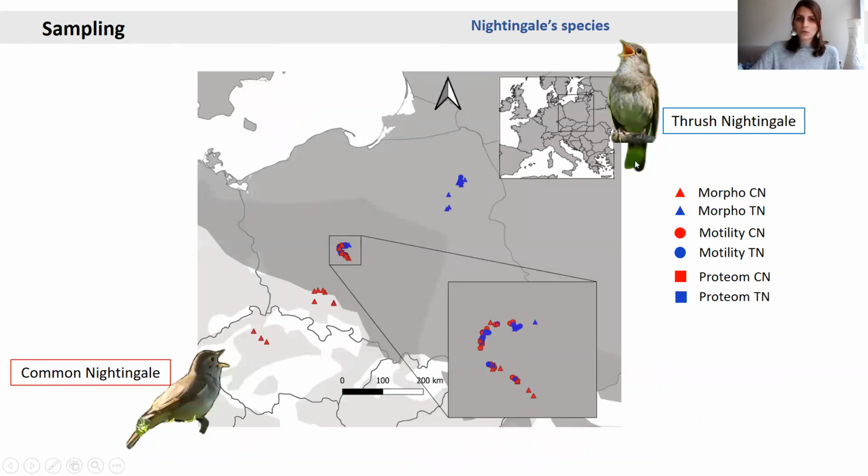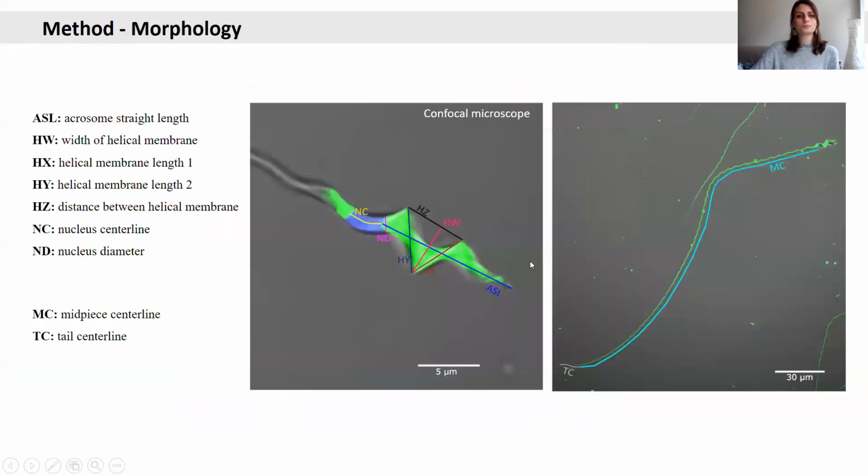So to go further, we did some fine-scale analysis of the morphology of sperm of both species, some motility experiments and proteomic analysis. So both species were sampled in Poland, here in sympatry, where both species co-occur, and in allopatry, where only one species is present.